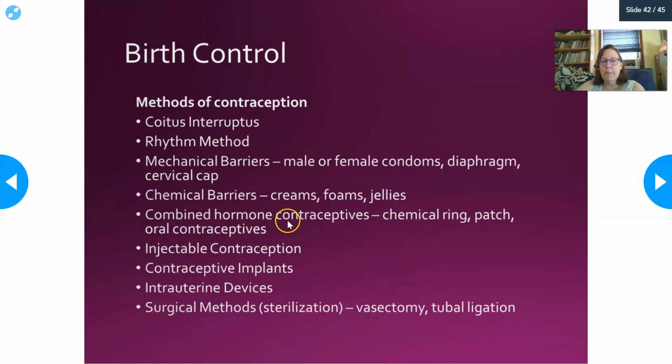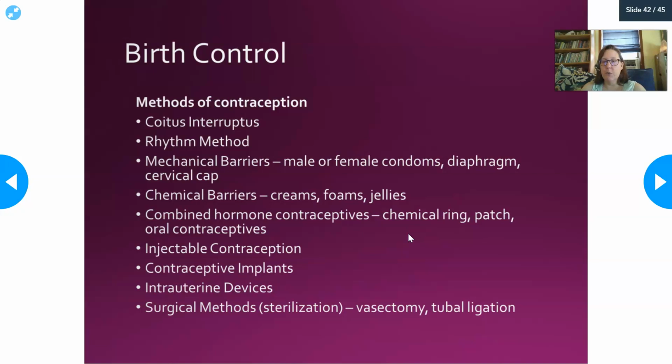Then you have some combined hormone contraceptives. So we have the chemical ring, patch, and oral contraceptives, where you get a steady dose of estrogen and progesterone. Usually a low amount of estrogen and a higher amount of progesterone. It mimics the back half of your cycle where the progesterone is higher than the estrogen, and it's looking to see if you're pregnant. So it thinks you might be pregnant, and it does that all month long. That's the idea behind the hormonal contraceptives.